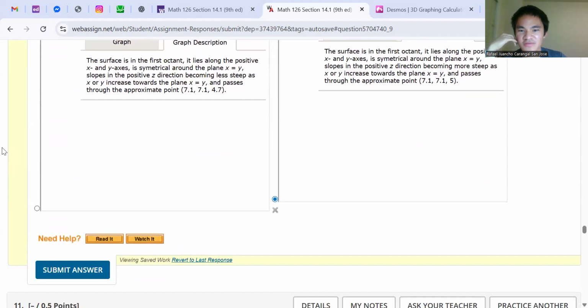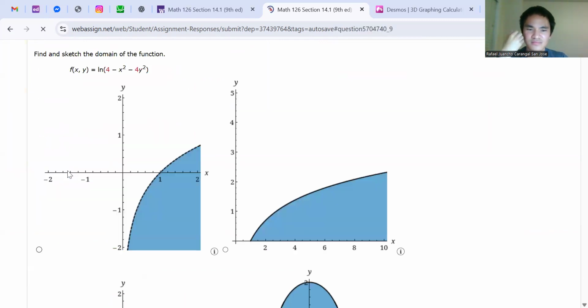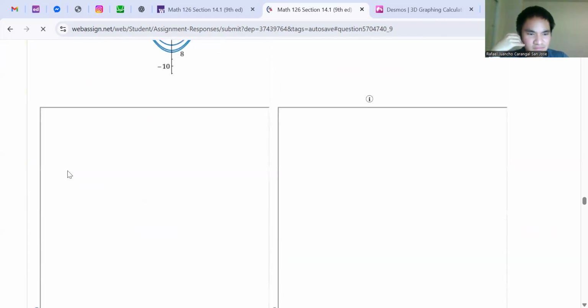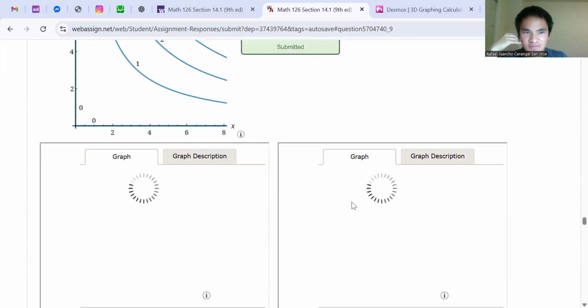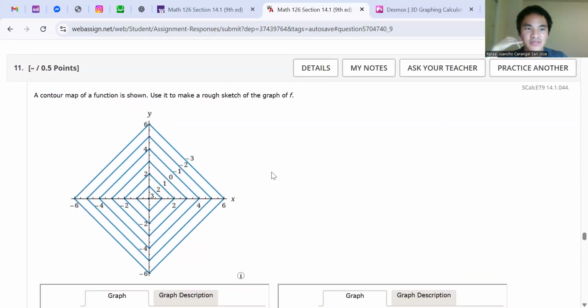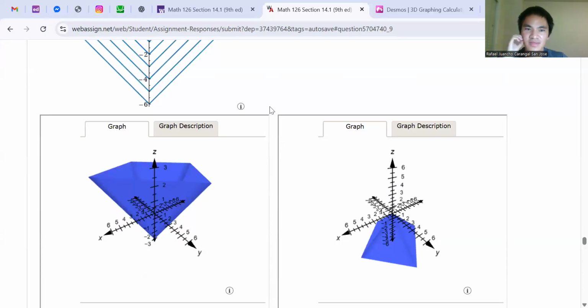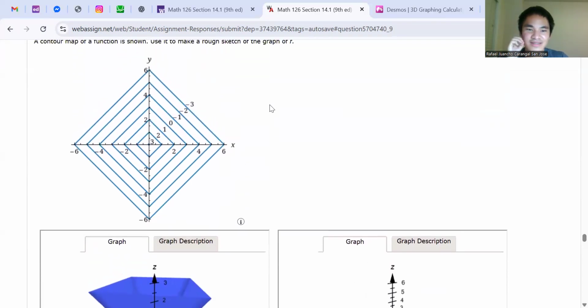Okay, I'm gonna say it's this one. If I don't get it, that's all right. If I don't get it, that's okay. Okay, good, we got it. Next. Contour. Use it. What is this now? Oh my God.